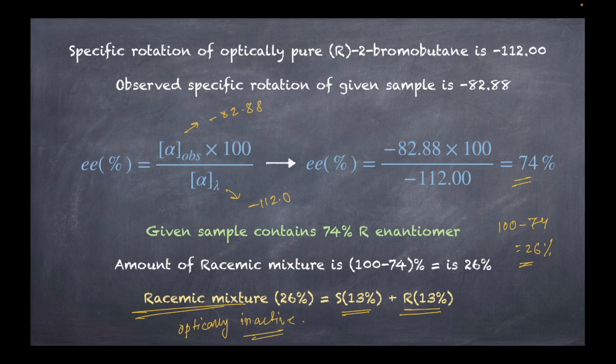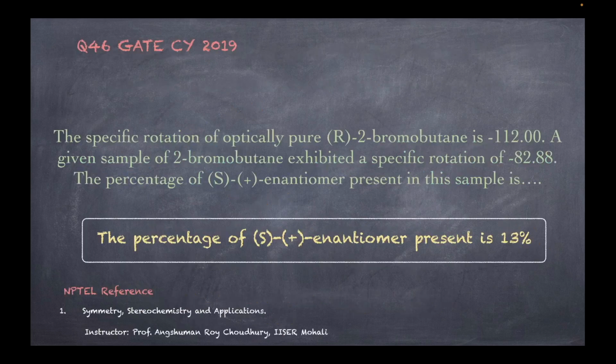So in this given question, the sample contains a 26% racemic mixture, which contains 13% S and 13% R, and 74% R enantiomer is present in our given sample. In the question we have to find the percentage of S enantiomer present in this sample. So the percentage of S enantiomer present in this sample is 13%.